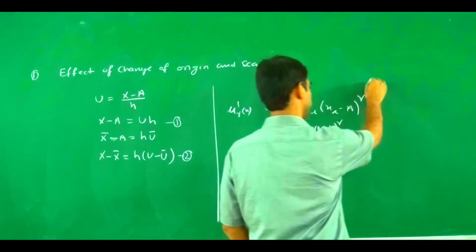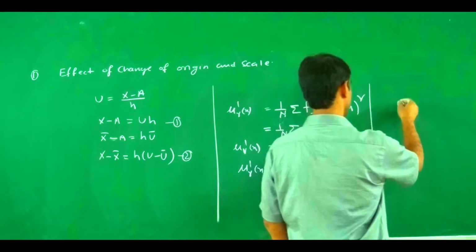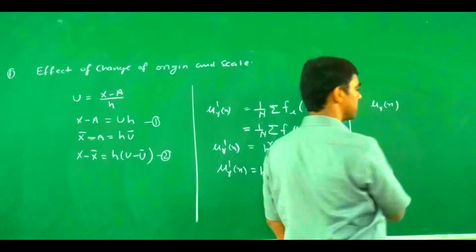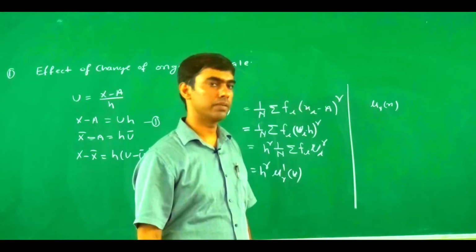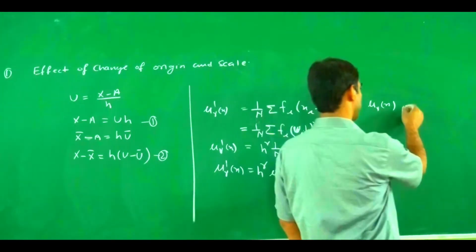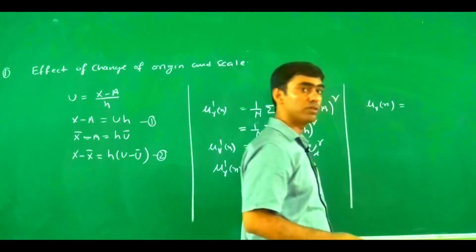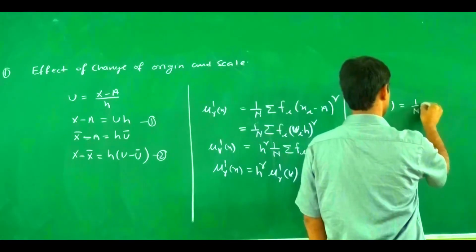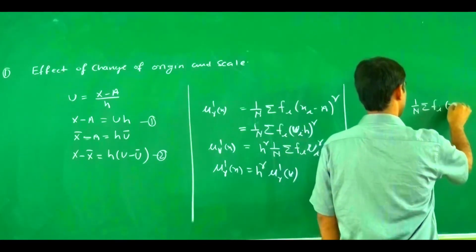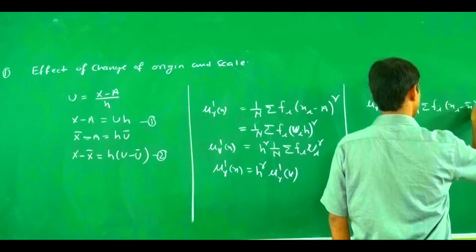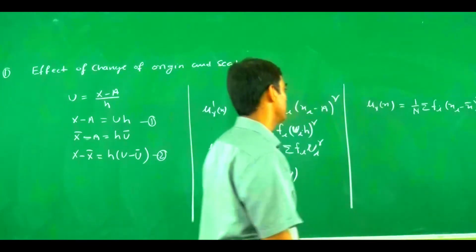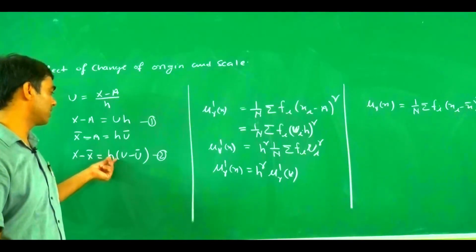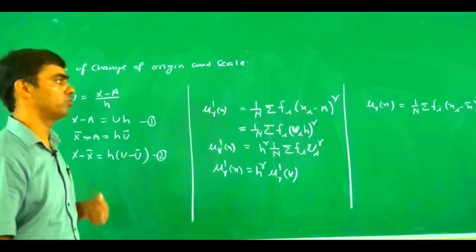Similarly, what is the value if we write mu r in terms of x, meaning moments about mean? It is 1 upon n summation of fi times xi minus x bar to the power r. So xi minus x bar, if we closely observe, is xi minus x bar equal to h times ui minus u bar.